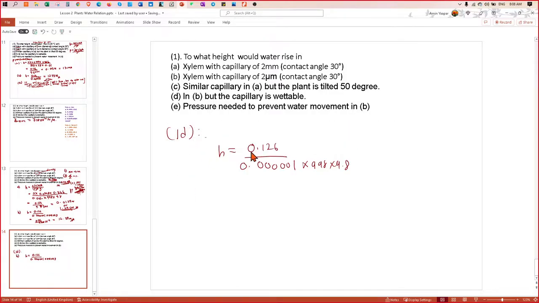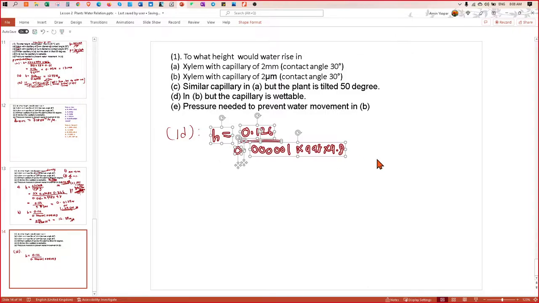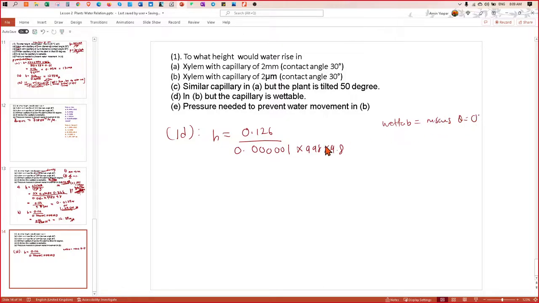Okay, just delete that. Wettable capillary. Wettable means the meniscus angle theta equals 0 degrees. Okay, that's all it means.